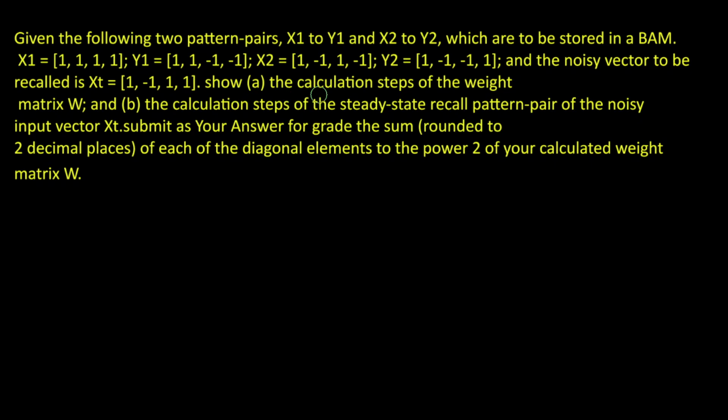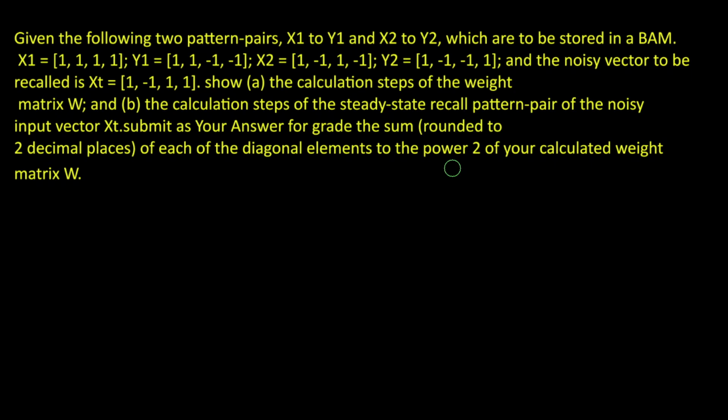So A part, the calculation step of the weight matrix W, and the B part is asking us to find out the calculation step of the steady state recall pattern pair of the noisy input vector xt, and submit your answer for the grade, the sum rounded to 2 decimal places of each of the diagonal elements to the power 2 of your calculated weight matrix W. Okay, so let's see how to do this problem.